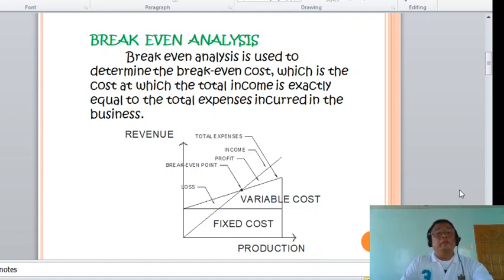Class. Good morning. So let us now take up this topic in engineering economy. So this is break-even analysis. Okay. So what is a break-even analysis?